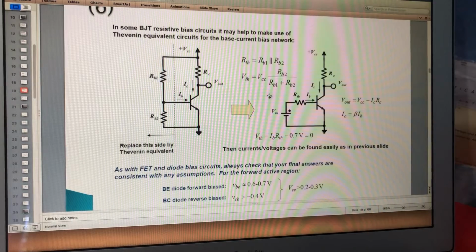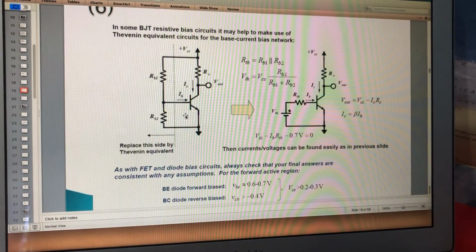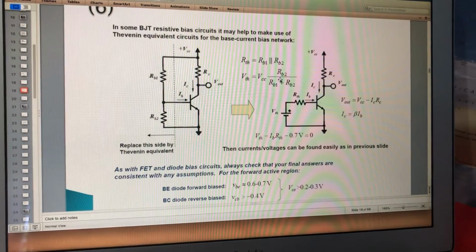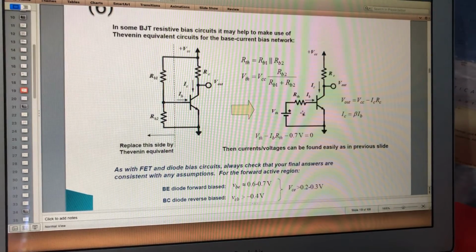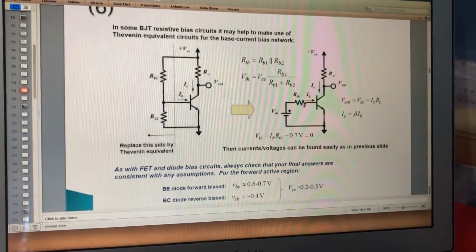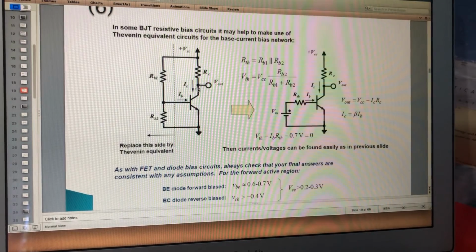So now after you have converted the circuit to the Thevenin equivalent circuit, you can solve it the same way you solved the fixed bias circuit previously discussed. You have one voltage and one resistor, but now it's not VCC, it's VTH, a different voltage. The way you apply it to find RTH here is the same.